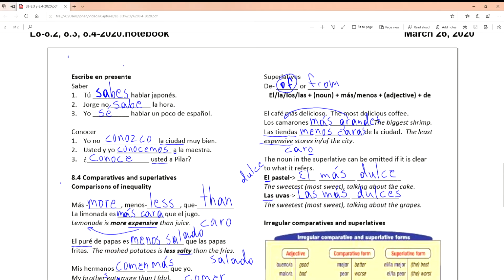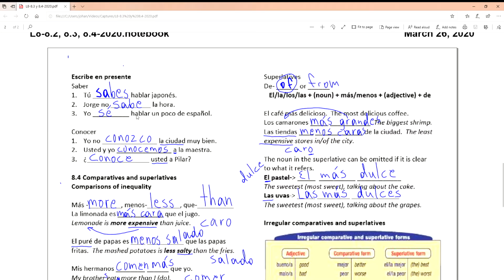On the second page, we are going to work on this little section where it's doing examples. We'll start with the forms of saber. Tú hablar japonés. Hablar japonés is to speak Japanese, so that's knowing how to do something. So tú sabes hablar japonés. Number two, Jorge no, that would be sabe, because that's the form of saber. Jorge no sabe la hora. La hora is the time, so that's saying that Jorge does not know the time. That's knowing a fact, so we use saber.